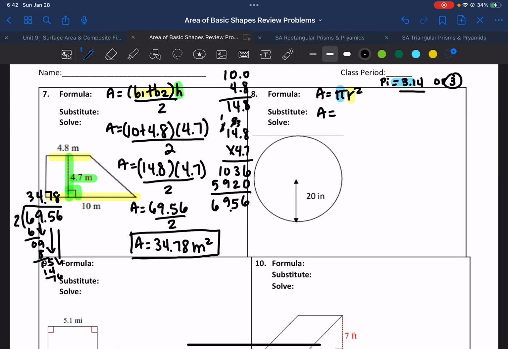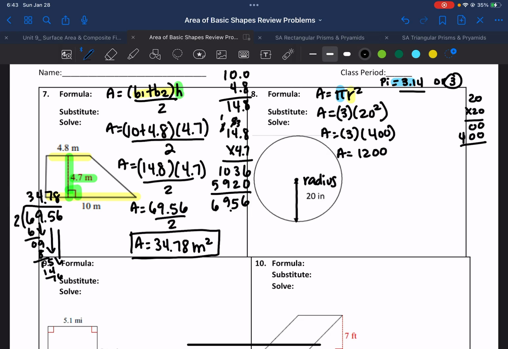Okay, so here area is equal to 3 times radius. And here if you look, it's going from center to edge. So that is radius. Let's go ahead and make sure that we label that. So 20 squared. Now that means that we're going to do 20 times 20, which is going to give us 400. Area is equal to 3 times 400. And I know that 4 times 3 is 12. And then I just have to add the 2 zeros. So that's what we get, okay?